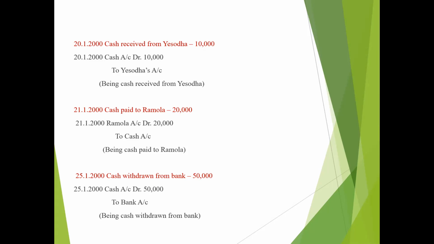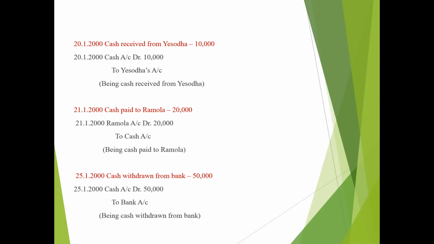And the next entry is cash paid to Ramola, rupees 20,000. So cash paid to Ramola, the entry is Ramola account debit to cash account. The narration is: being cash paid to Ramola. Why will the Ramola account be debited here? We apply the rule for personal account: debit the receiver. Who is the receiver? Ramola received cash. So automatically Ramola account debit to cash account.